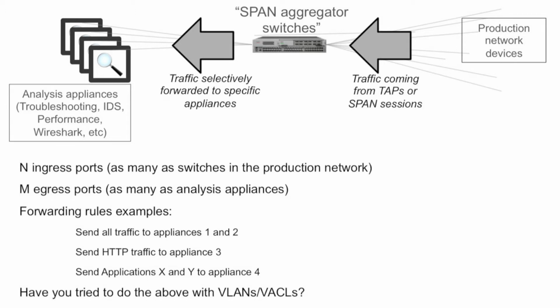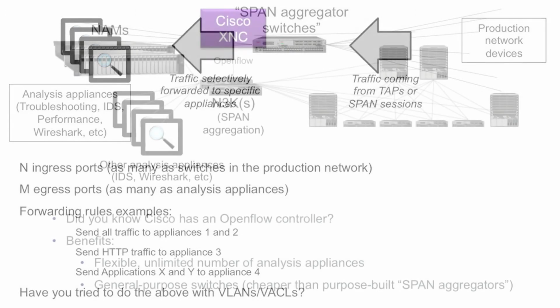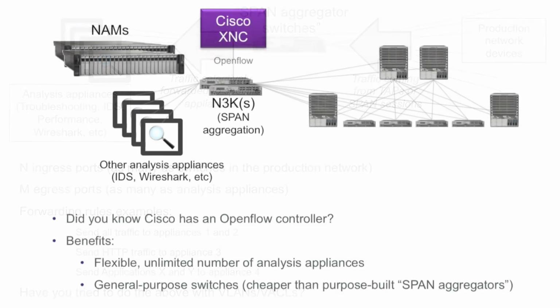Doing this with traditional VLAN configuration or VACL configuration can be quite challenging, and the configuration can become quite complex very quickly. In order to overcome this, OpenFlow might be a technology offering an alternative, because with OpenFlow you can override the traditional forwarding behavior of Ethernet switches. And this is what we are doing with the Monitor Manager application.